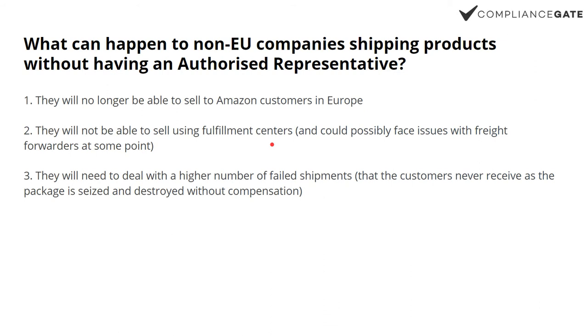What can happen to non-EU companies shipping products without an AR? Well, you will no longer be able to sell to Amazon customers in Europe. That's one, assuming you're an Amazon seller. You may not be able to use third-party fulfillment centers, and you will need to deal with a higher number of failed shipments, as the customers don't receive the product, and the AR doesn't need your approval or the customer's approval to destroy the product.